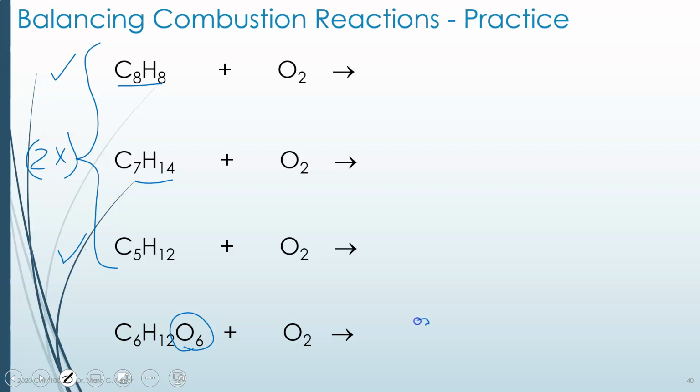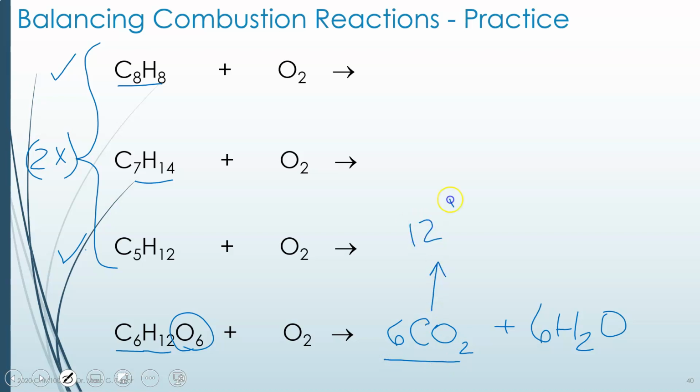Well, we know that our only products are going to be CO2 and water, so we can write that right away. In fact, that's what you should do right away. We have 6 carbons, so I can make 6 CO2s. We have 12 hydrogens. 12 divided by 2 is 6 waters. So now I know that I'm going to make 6 CO2s, which means I need 12 atoms of oxygen. I'm also going to make 6 waters, which means I need another 6 atoms of oxygen.